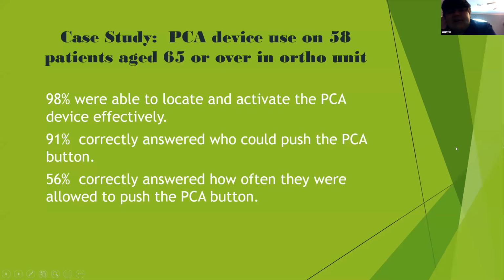So in a case study, a PCA device was used on 58 patients aged 65 or over in an ortho unit. And when questioned about their PCA pump, 98% were able to locate and activate the PCA pump effectively. 91% were able to correctly answer who could push the PCA button, but only 56% were correctly able to answer how often they were allowed to push the PCA button.